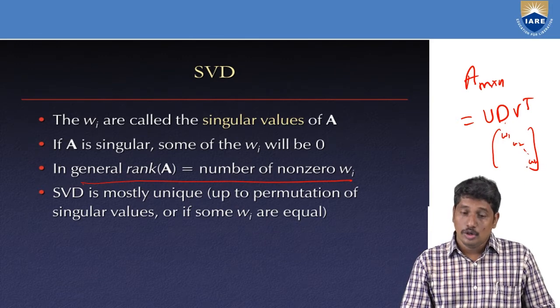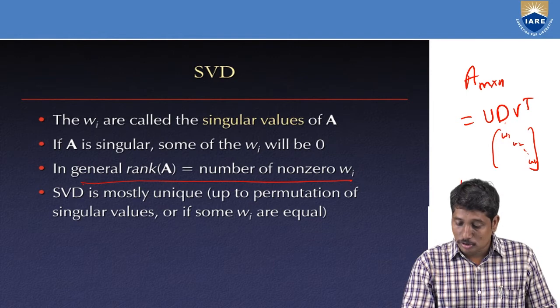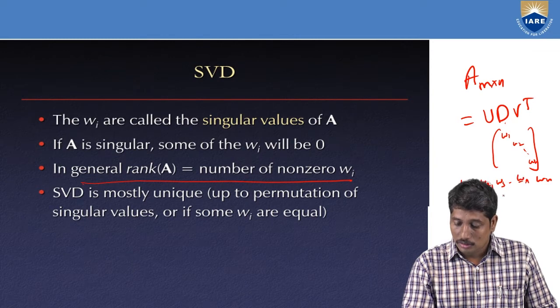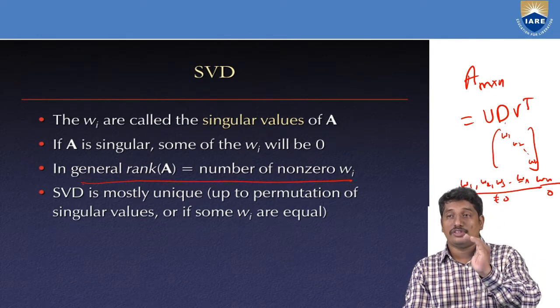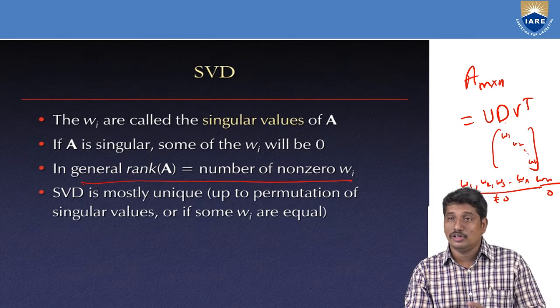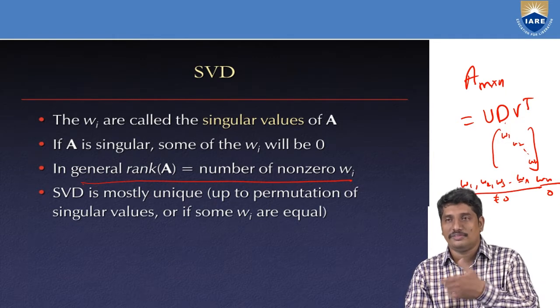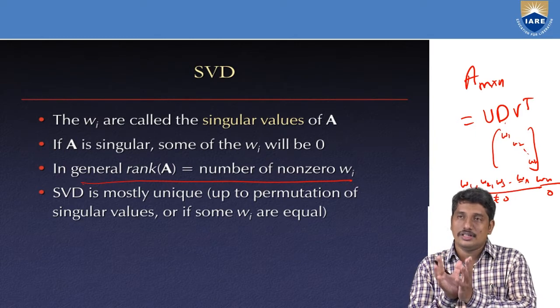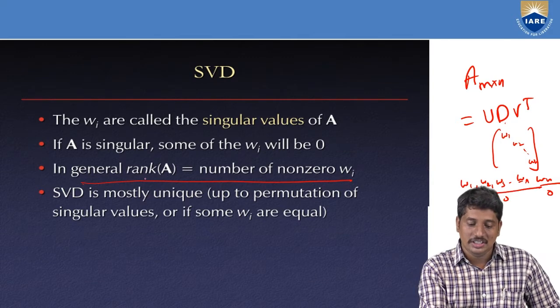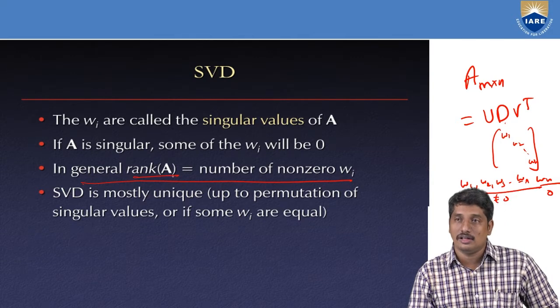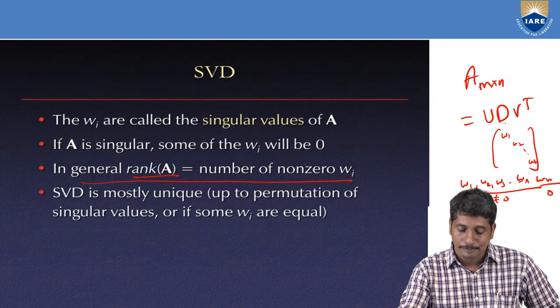Among these n values, w1, w2, w3, so on, wn, only r values will be non-zero. Remaining will be 0. That means if the rank of A is r, only r singular values will be non-zero and the remaining will be zeros. They need not be the first r, but r singular values will be non-zero and the rest will be 0. So it is decided by the rank of A. Out of n singular values, r values will be non-zero and the remaining will be 0, where r is the rank of A.